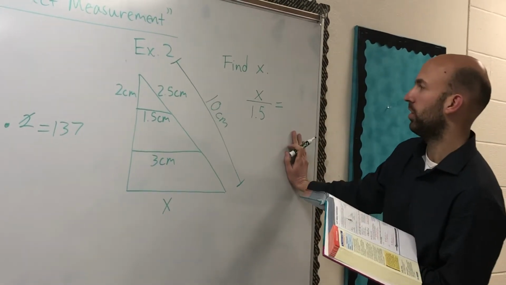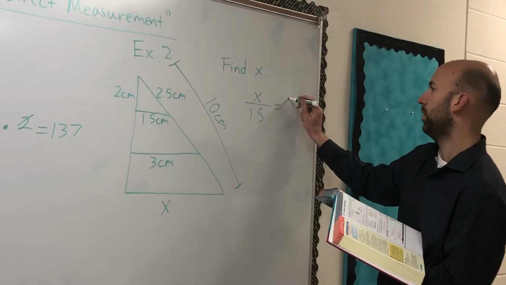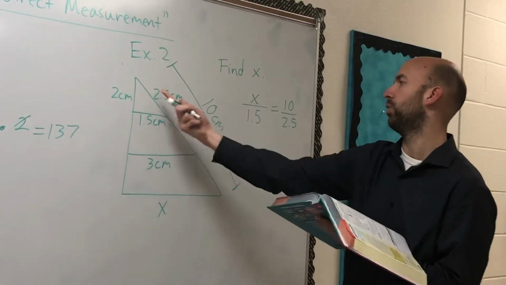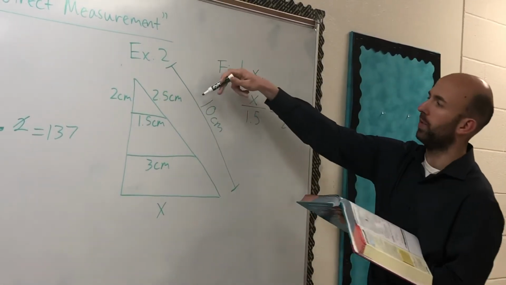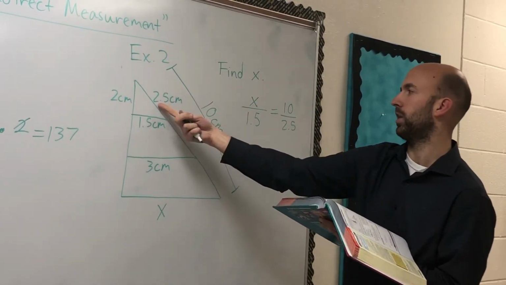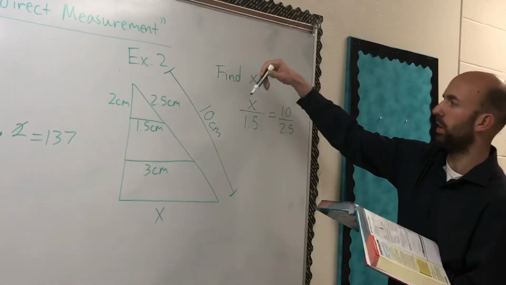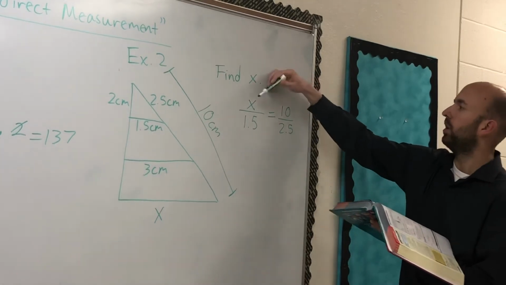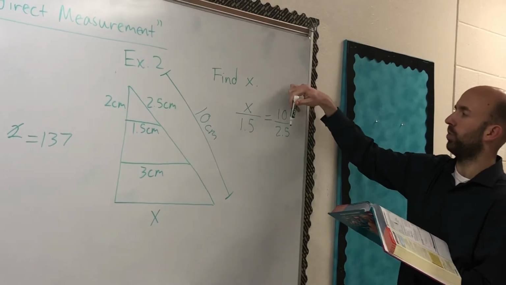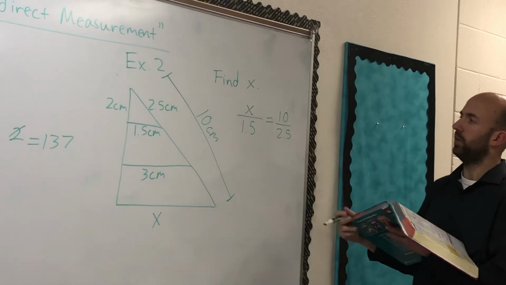Okay, and now we need to do 10 over 2.5. Because notice 10 centimeters and 2.5 centimeters, those are corresponding or matching sides in the big triangle and the small triangle on top. And notice I was consistent. I had big triangle values on top for both fractions, and I had small triangle values on the bottom in both fractions. Okay, let's go ahead and solve this.